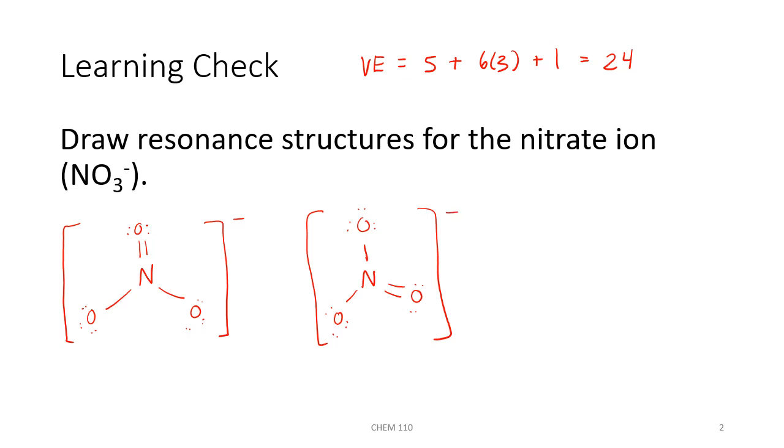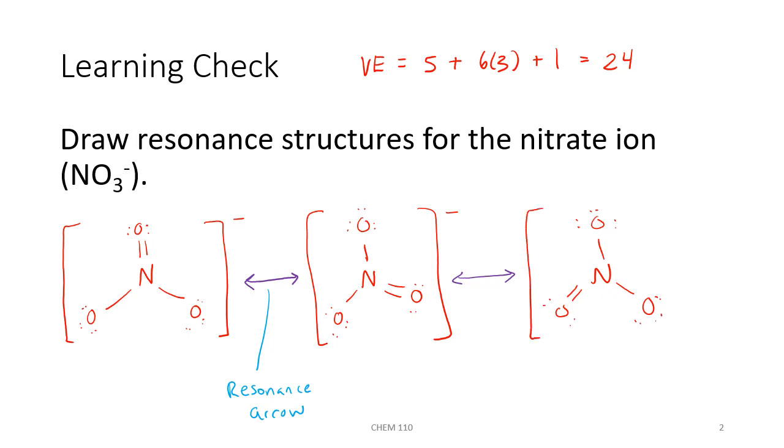When we have resonance structures, we use an arrow with 2 heads on each end to represent resonance. So this is called a resonance arrow. And for NO3-, we have one more resonance structure that we could draw. We could show the double bond between nitrogen and oxygen on the oxygen in the lower left corner as well, remembering to still include brackets and charge on the outside.